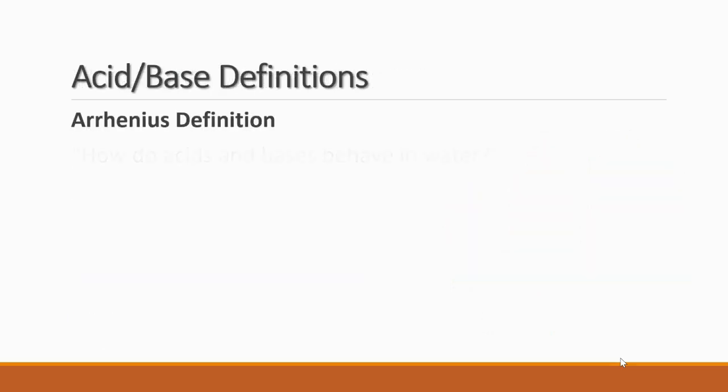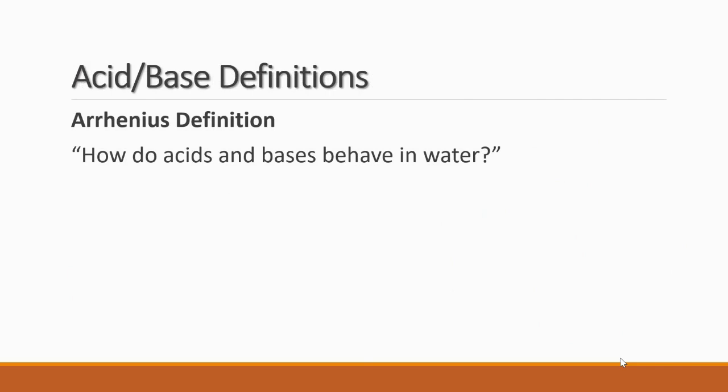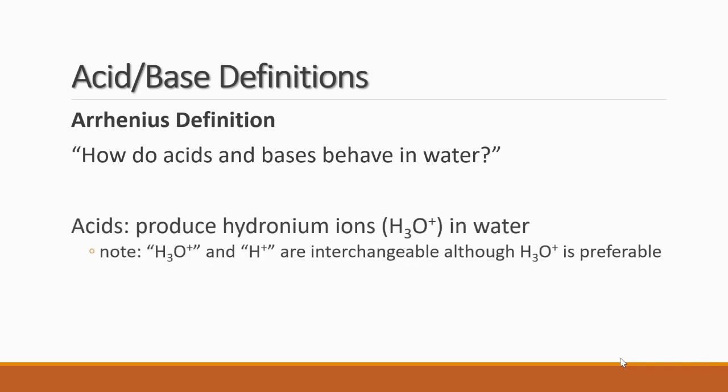Later definitions were developed in order to define what an acid and a base were and why they had these characteristics. And so the two that we're going to be looking at are the Arrhenius definition and the Bronsted-Lowry definition. So first, let's take a look at the Arrhenius definition. The Arrhenius definition is based on how acids and bases behave when they're placed in water. Acids, when they're placed in water, produce hydronium ions.